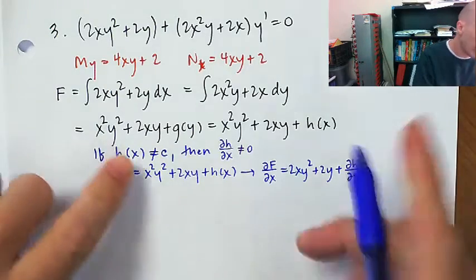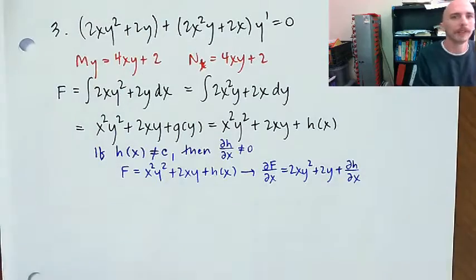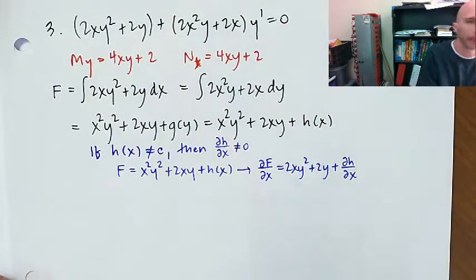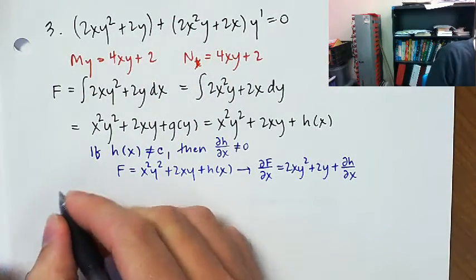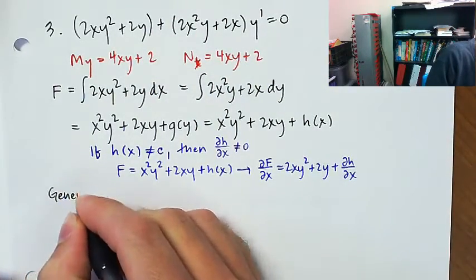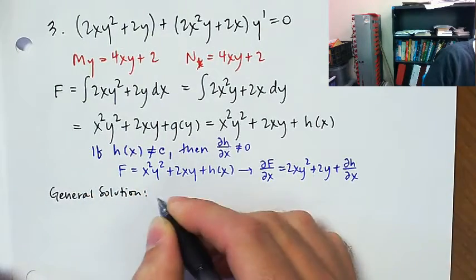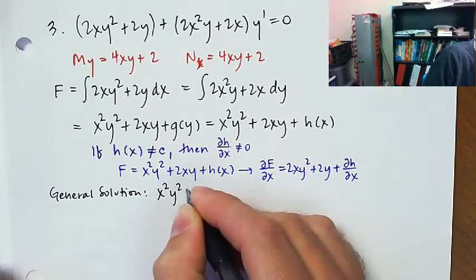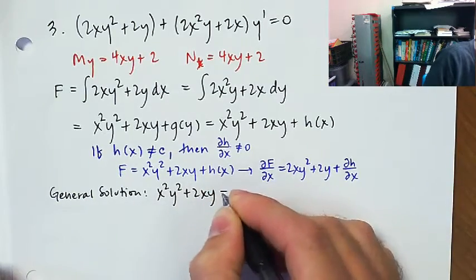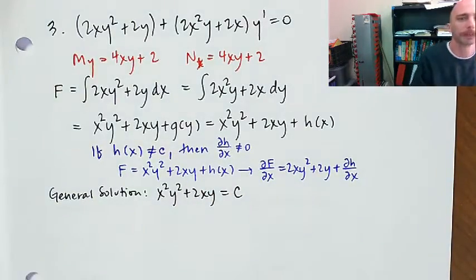So that's why I'm not going to have an h of x or a g of y, even though I don't see it elsewhere. I don't have to account for the possibility of it, because if it was existing, I'd be seeing it in the partial derivatives up here. So my general solution is going to be x to the 2, y to the 2, plus 2 times x times y is equal to some constant.